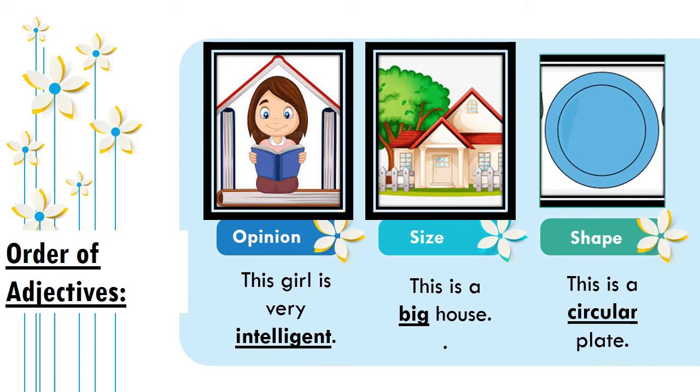On the third place in the order of adjectives is shape. For example, this is a circular plate. Here, the adjective circular tells us about the shape of the plate. Likewise, round, square, straight, curved, circle, oval, slant, deep, twisted are different kinds of shapes, and we always place the shapes in a sentence after the size at the third place.